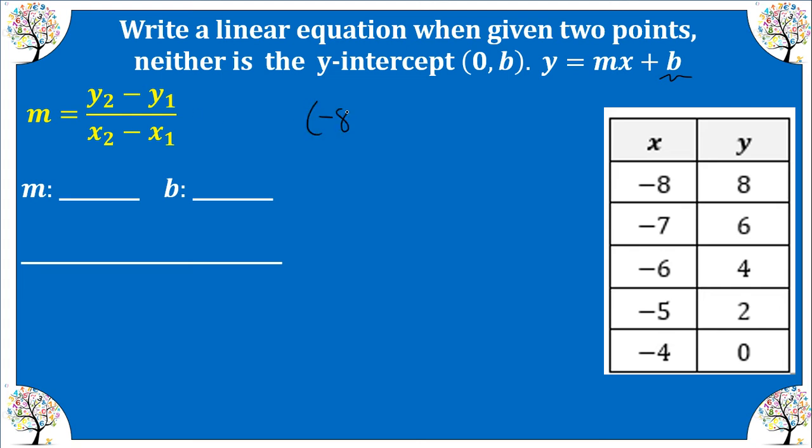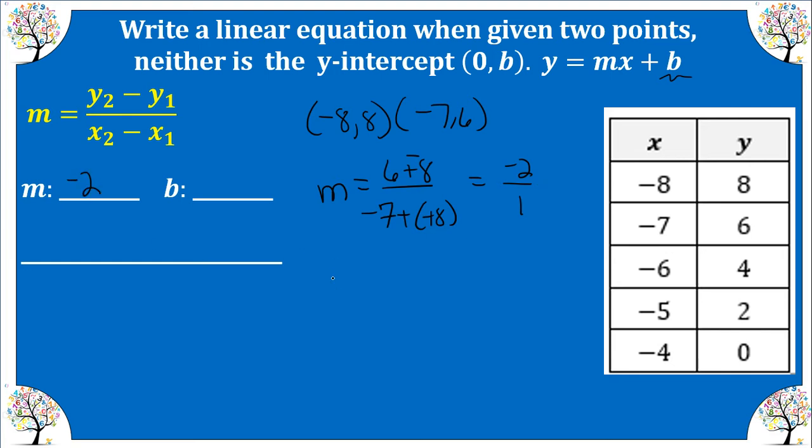So I'm just going to use -8, 8 and -7, 6. y2, 6 minus 8 over -7 minus -8. Keep, change, change, -2, keep, change, change over 1. So this gives me simply -2.